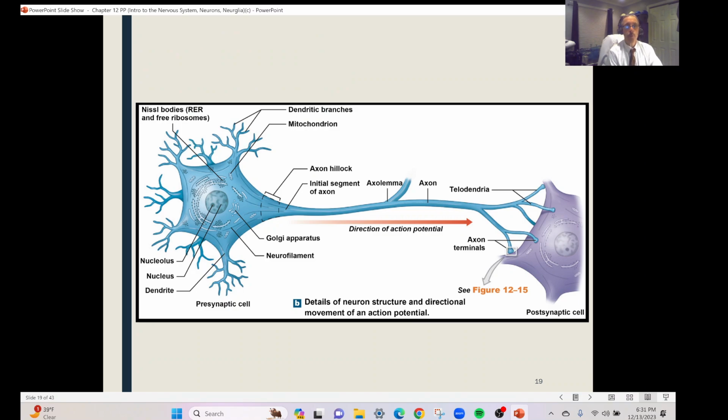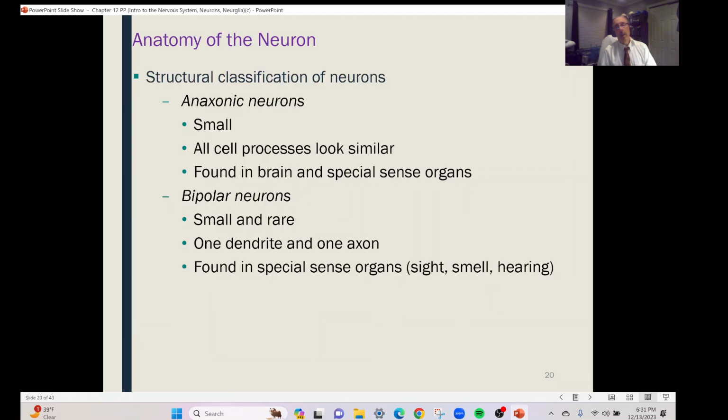Okay, right? So it's a good picture. Gives us all the parts of the neuron. So the next thing we want to take a look at are how we classify neurons. There's two basic classifications. The first one I'm going to go over with you is the structural classification of neurons, where we are interested in what the neuron looks like. There's going to be four types of structural classifications.